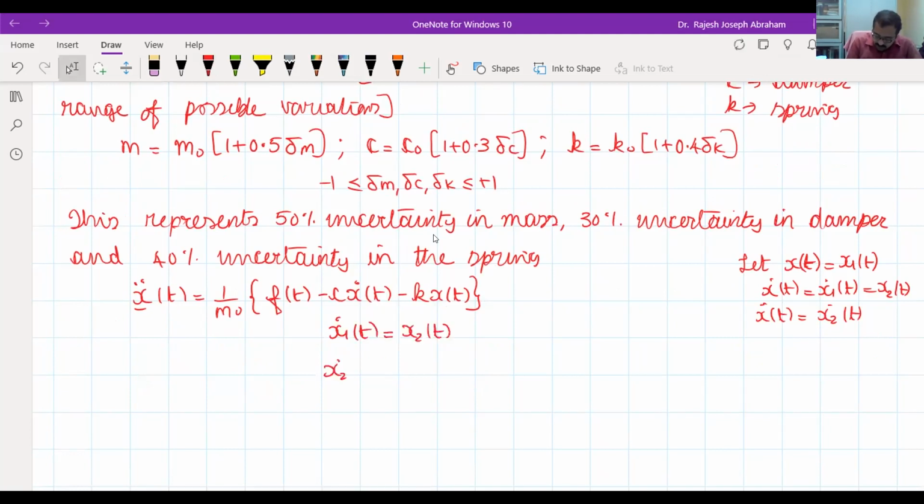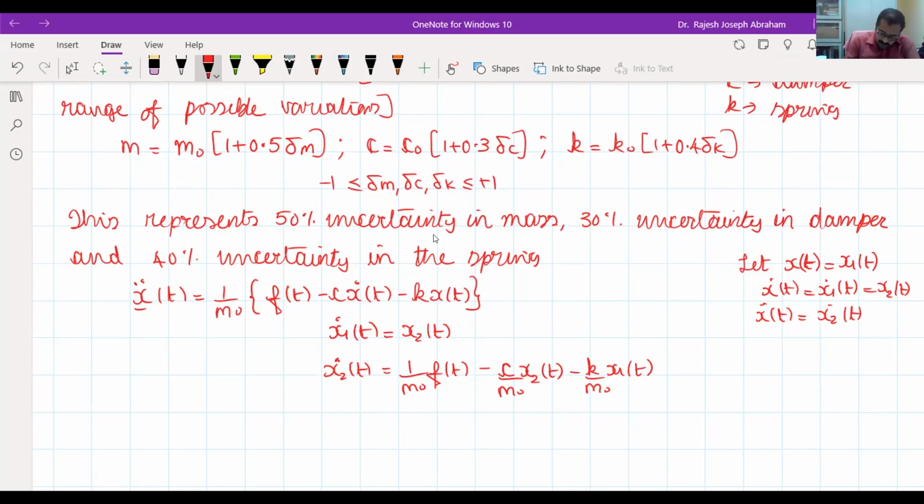x2 dot of t equals what? 1 by m naught into f of t minus c by m naught into x dot. What is x dot? It is x2 of t. So c by m naught into x2 of t minus k by m naught into x of t. What is x of t? x of t is x1 of t.